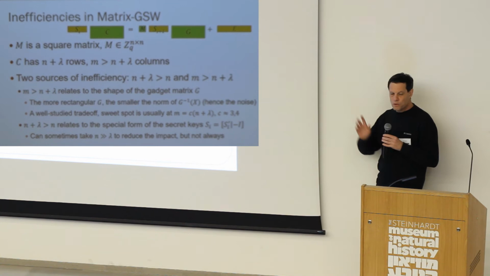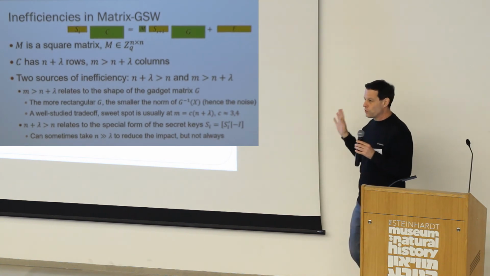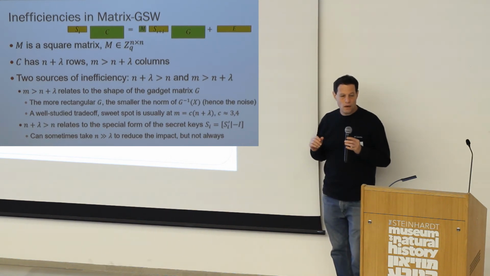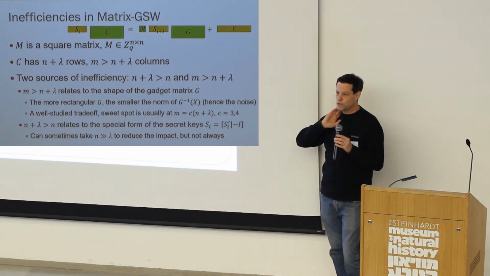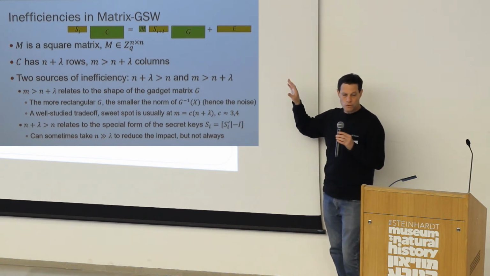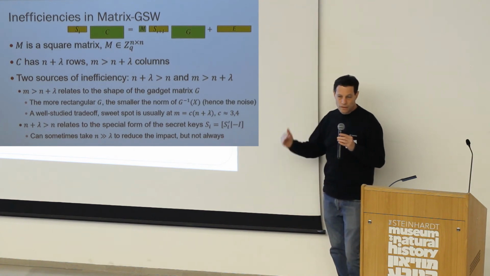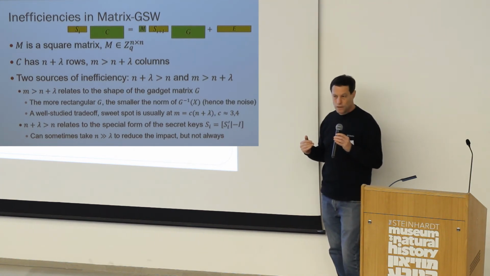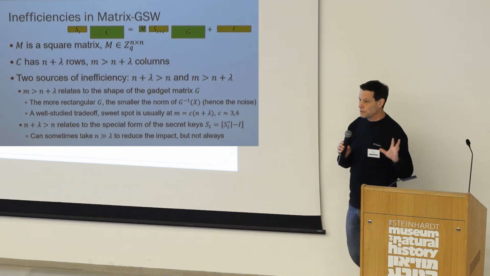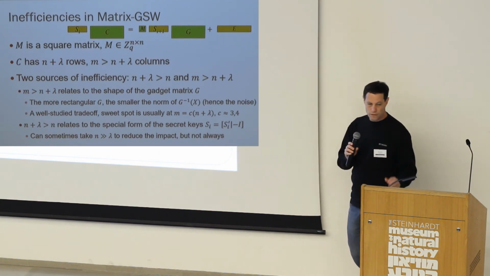So I'm going to stick with these leveled notions just so that I don't have to worry about security issues. But I want to talk about efficiency considerations. And there are two reasons why this matrix GSW is inefficient. So you start with a plain text matrix, which is an n by n matrix. And then first off, the ciphertext has more rows than the plain text. And second, the ciphertext has even more columns than rows. So these are two sources of inefficiency. The ciphertext has higher dimension than the plain text.